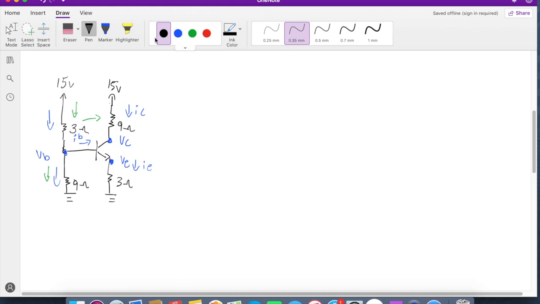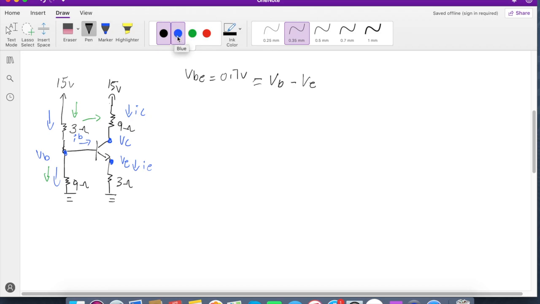So let's start off. Since we know it's an NPN, since the arrow is pointing out of the transistor, we know that VBE is going to be equal to 0.7 volts. That's always the same for all NPNs. VBE is going to be 0.7. What does this mean? It's the voltage difference between the base and the emitter. Now, if it was a PNP, it would be VEB equals 0.7, which would be VE minus VB. But in this case, it is an NPN.